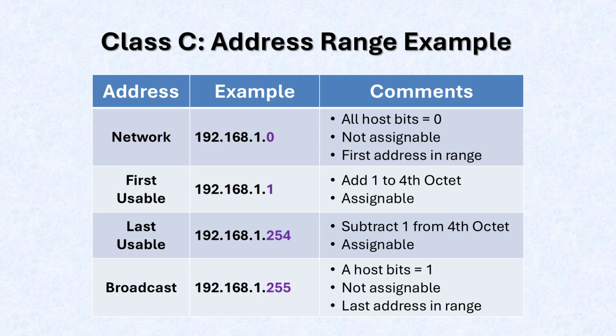Finally, we are given the Class C network address, 192.168.1.0. To obtain the first usable address, add 1 to the fourth octet. This gives 192.168.1.1. To obtain the last usable address, subtract 1 from the fourth octet of the broadcast. This gives 192.168.1.254.